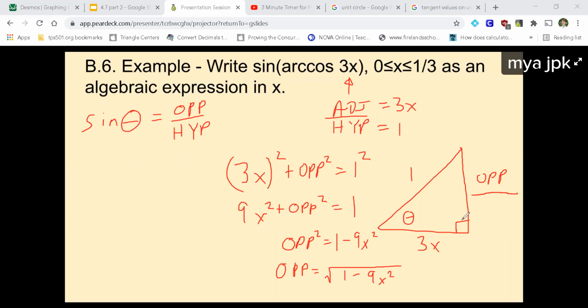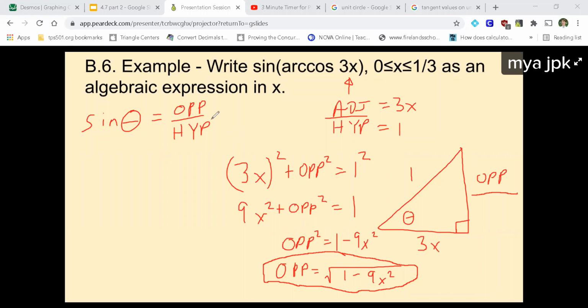And note, you can't actually square root this. This is done. You can't square root the 1 and separately square root the 9x squared and tell me the answer is 1 minus 3x. That's not right. If you multiply 1 minus 3x by itself, you do not get the answer 1 minus 9x squared. So this is done. Don't try to actually perform the square root.